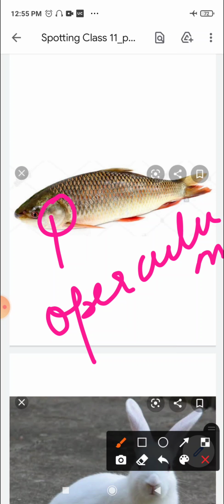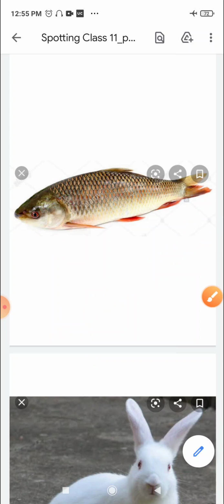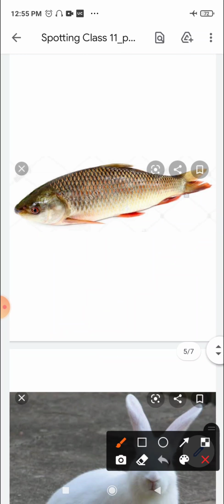3 median fins, that is dorsal, ventral and caudal, and paired pectoral and pelvic fins are present, right? You can see all the fins that are present over here. Lateral line sense organs are present, in this region. Sexes are separate, males are without claspers, right?